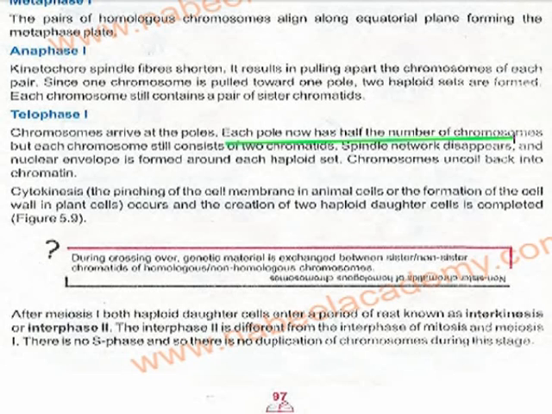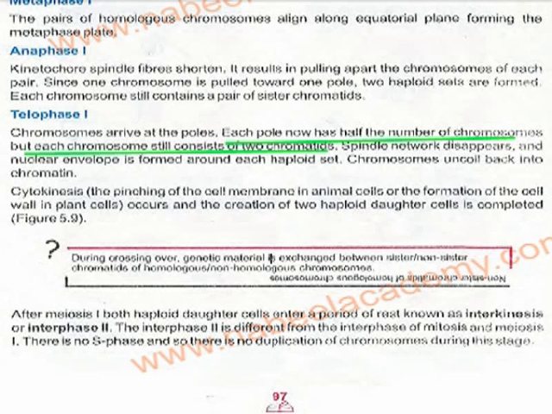Each pole has half the number of chromosomes, but each chromosome still consists of two chromatids. The number of chromosomes is half, but again two chromatids are there. The spindle network disappears, the nuclear envelope is formed, and the chromosomes uncoil back to chromatin. Cytokinesis, you know already, is the pinching of the membrane and the formation of the cell wall in plant cells.